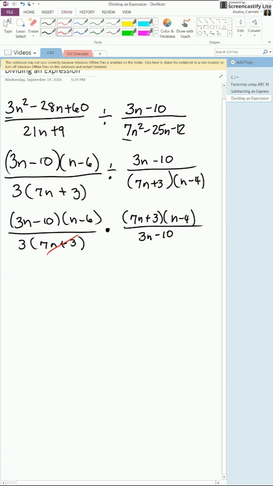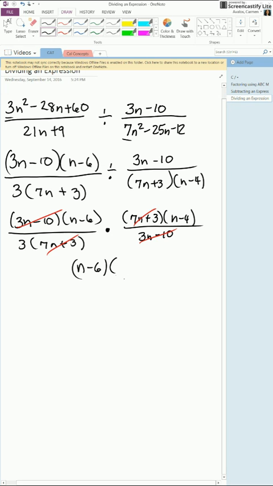So this 7n plus 3 and the 7n plus 3 cancels out, and then this 3n and that cancels out, and that is everything that cancels out. So now I could just rewrite my answer as n minus 6. That's from the left numerator. And then from the right numerator, we have that.